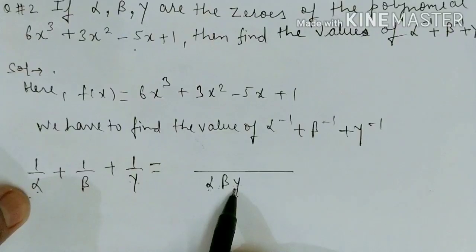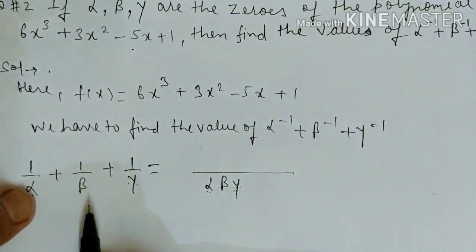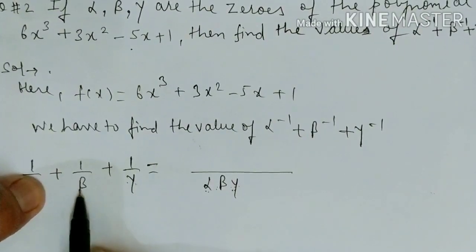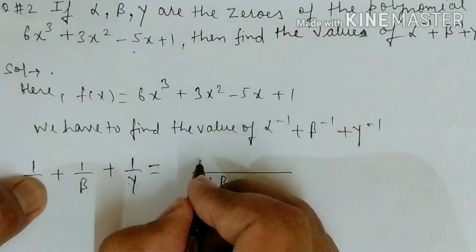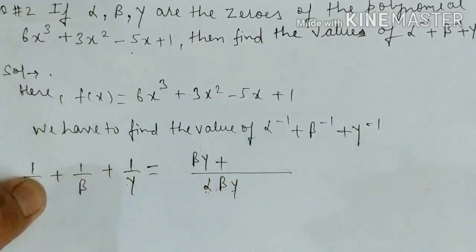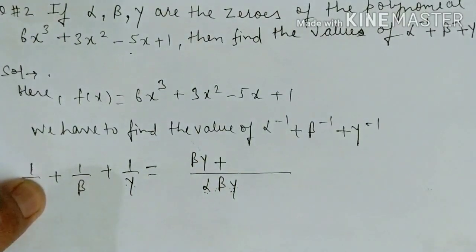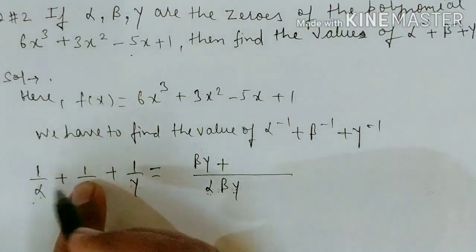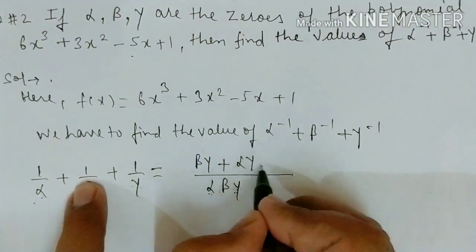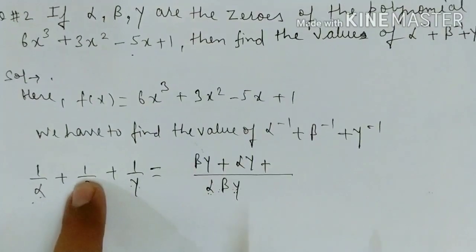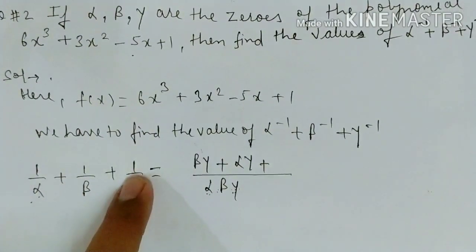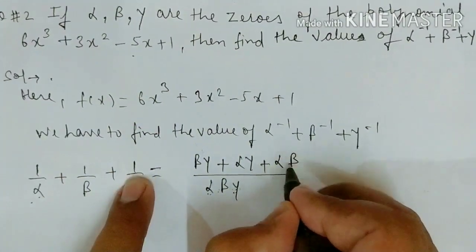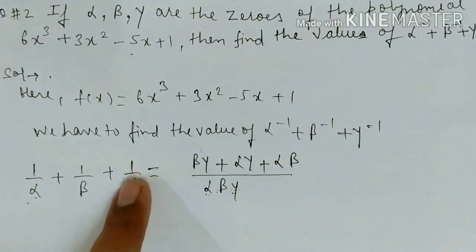Clear? So what you have to do, you have to hide this alpha. What is remaining? Beta and gamma. So you have to write beta, gamma here. Second, you have to hide this beta. What is remaining? Alpha, gamma. So you have to write alpha, gamma here. And the next step, you have to hide gamma. So what is remaining? Alpha, beta. Alpha, beta is remaining. Is this clear?